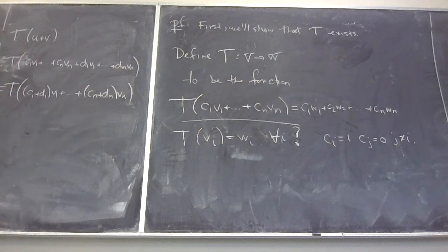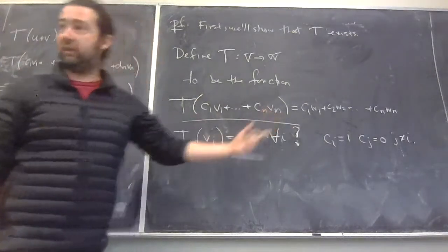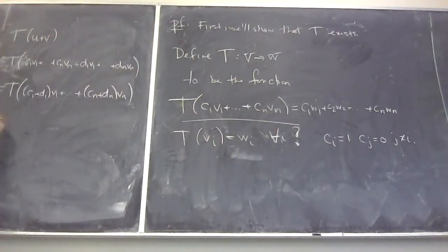And now T knows what to do because it's arranged correctly, right? Now T says, you've given me a linear combination of these. What should I do with it? Well, I should spit this out as C1 plus D1 times W1 because that's what I do. I look at the coefficients and I just swap the V's out for the W's.